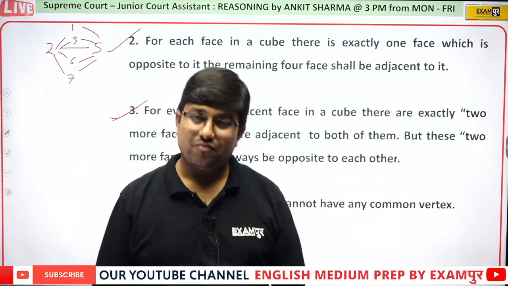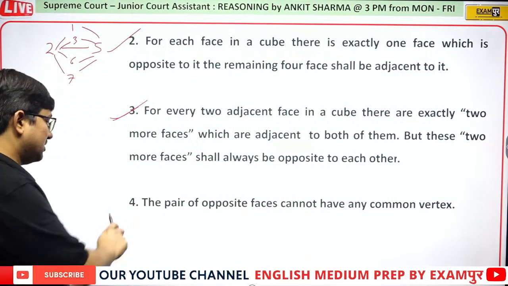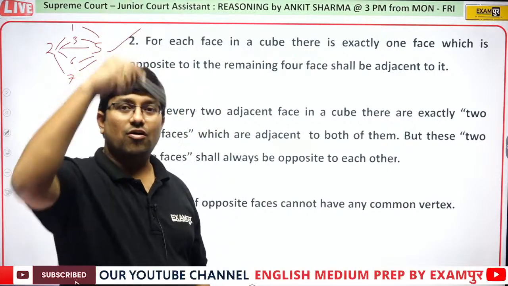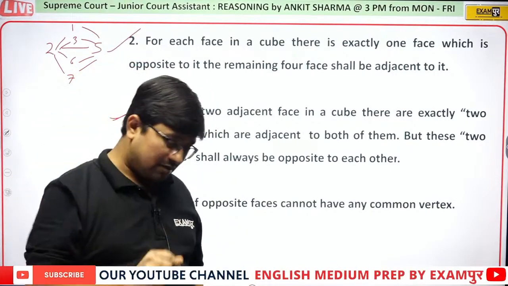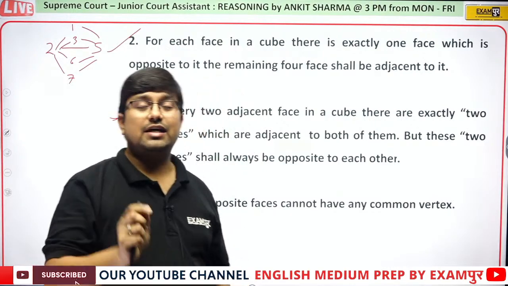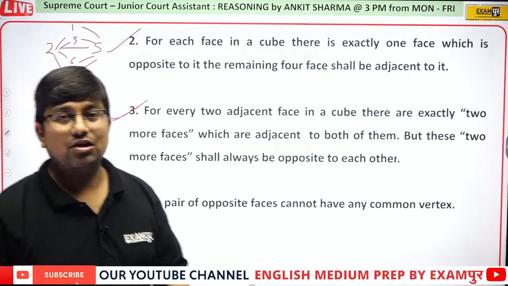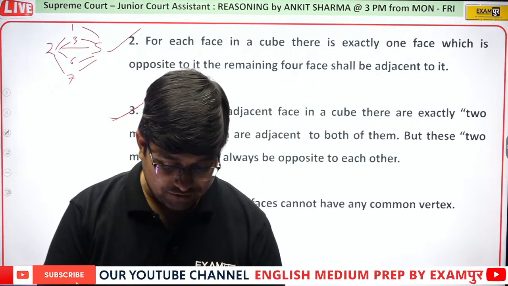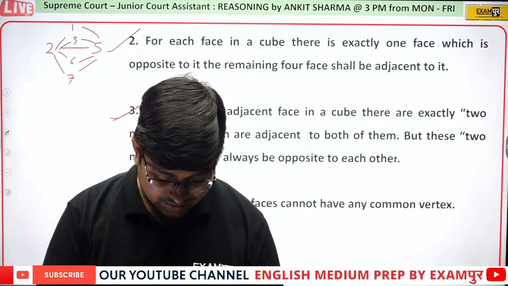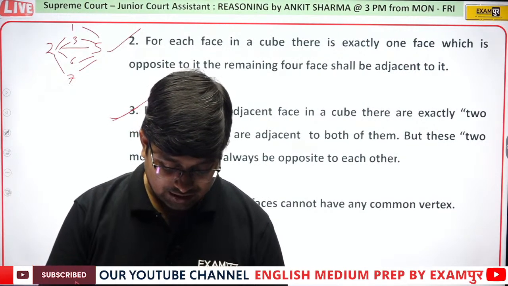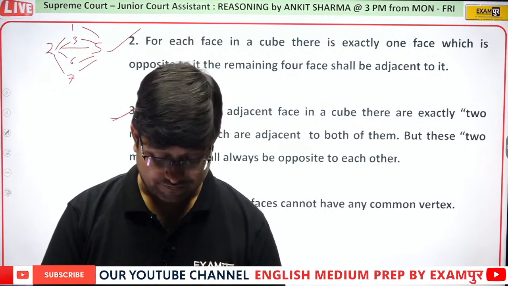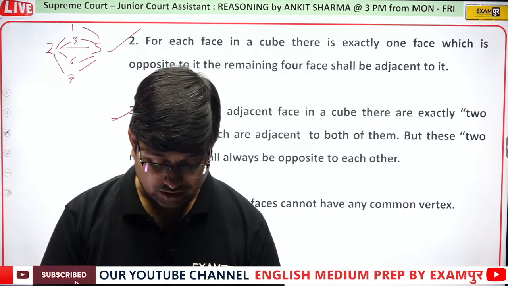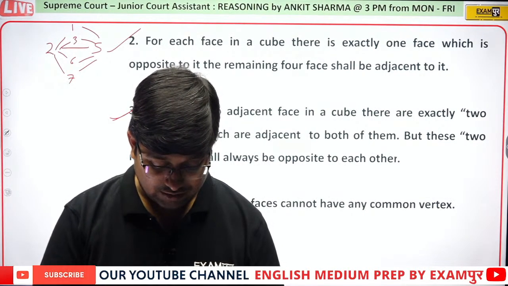All right, everybody? Fine. Next, my dear students, a pair of opposite faces cannot have a common vertex. The pair of opposite faces, my roof and the floor on which I am standing, cannot have a common corner point. The common corner point does not exist between opposite faces. And if at all there is a common corner point, then that clearly means that the faces are adjacent, meaning neighbors, touching each other, and they can never be opposite if a common vertex is there. All right, everybody?